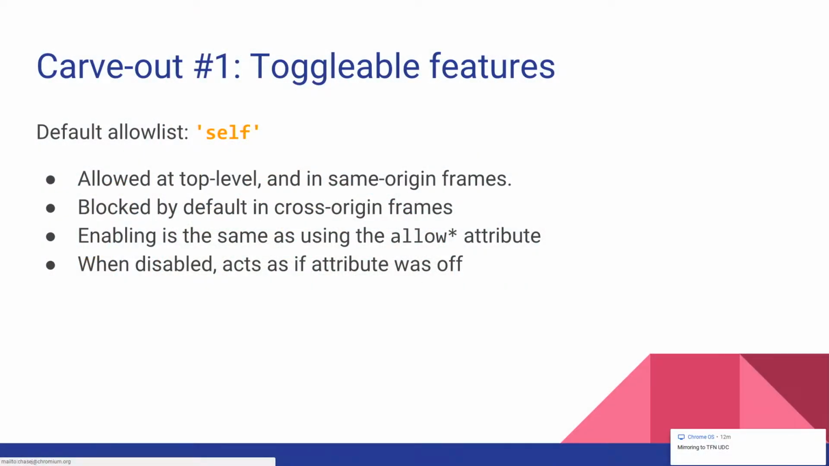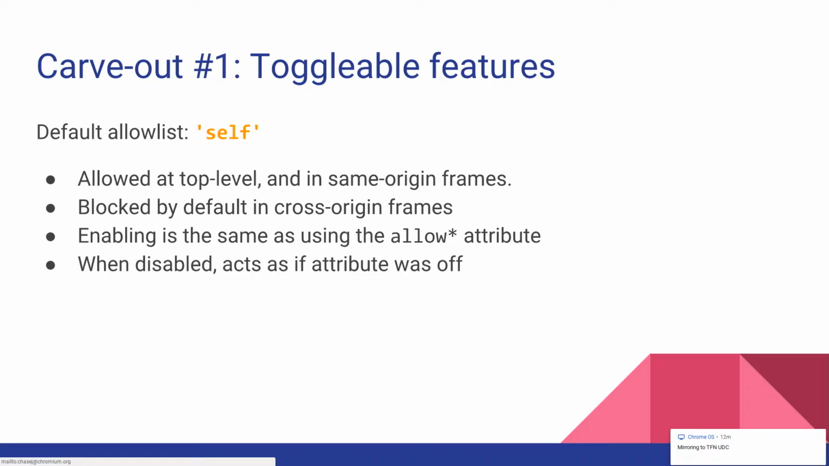Feature policy has this concept of an allow list, and we saw examples in the syntax there. What it's really about is defining who is allowed to have this policy. We see this keyword self. Self means the top level frame, whatever origin that happens to be, and then self also applies to any same origin frames.